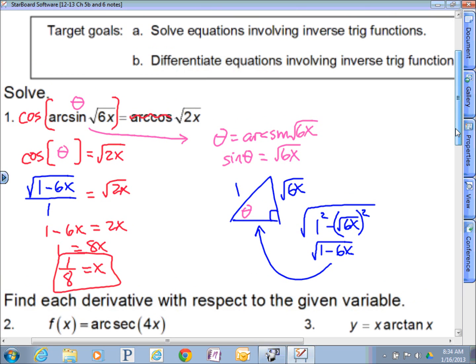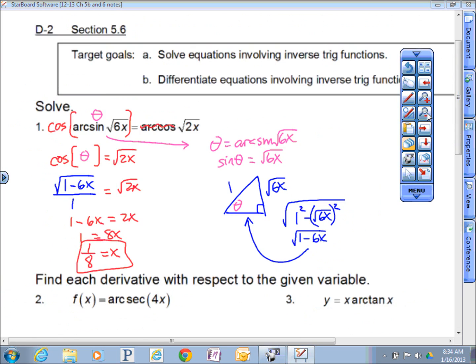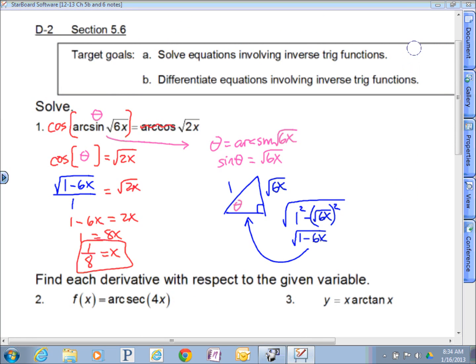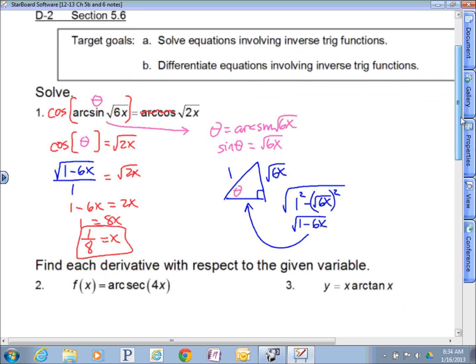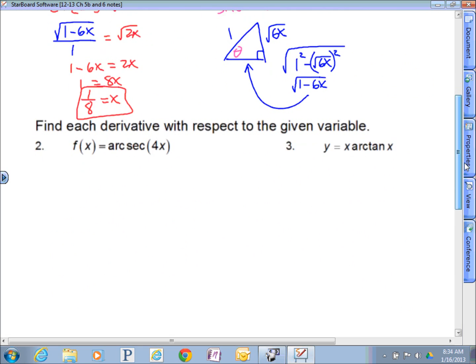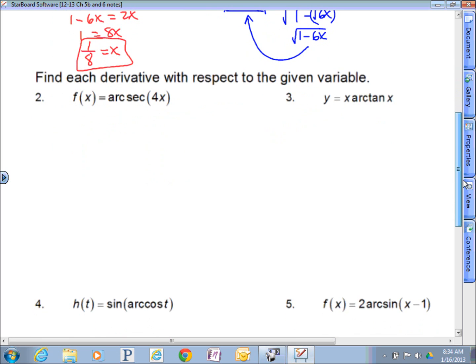Goal 2, differentiate equations that have inverse trig functions in them. So now we're going to try to work on taking derivatives. Well, I would imagine right now you're anticipating that, oh, I know how these rules usually work with regular trig stuff, and I have trouble with those derivatives. I have trouble with those anti-derivatives. I think you're going to like this a little bit better. And the reason I think you're going to like this better is because we're going to treat it a lot the same way that we did before.